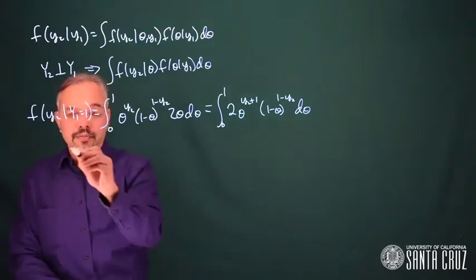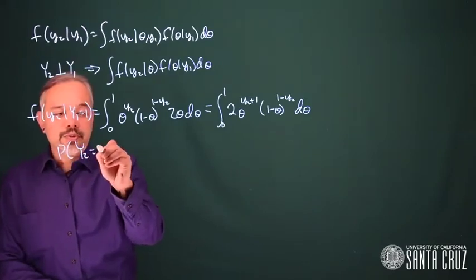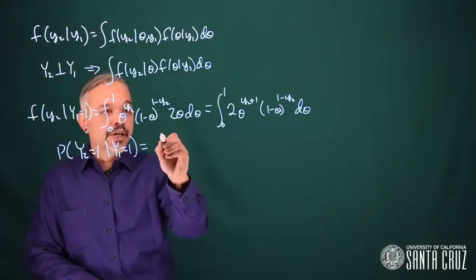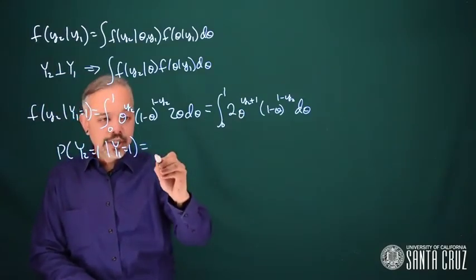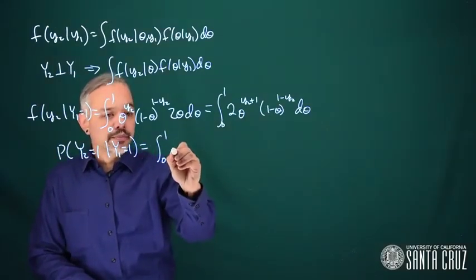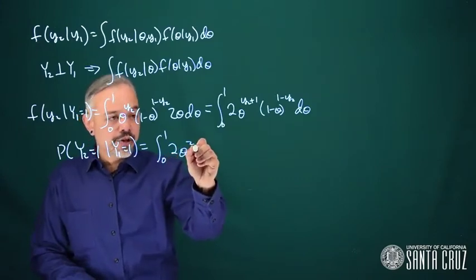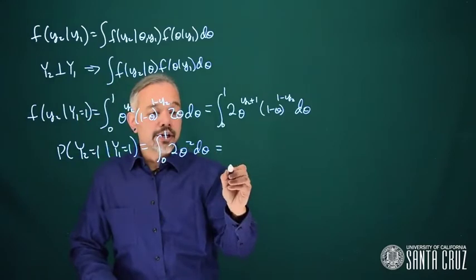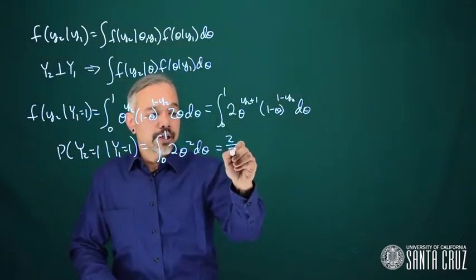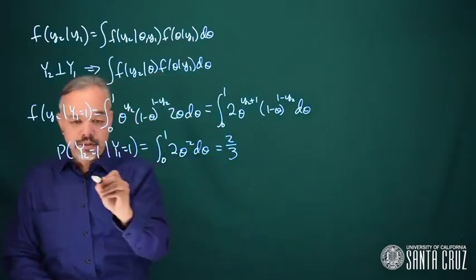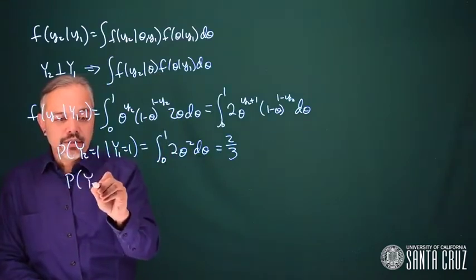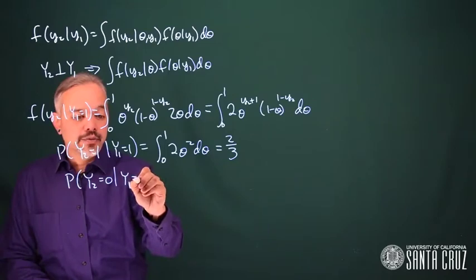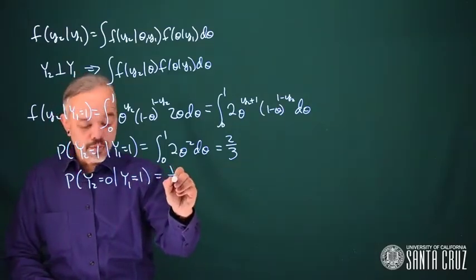So it's easier to just plug in a particular example. We can compute the probability y2 equals 1 given y1 equals 1. Here we can just plug in a 1 for y2, and we get the integral from 0 to 1 of 2 theta squared d theta. Doing that integration, we get theta cubed, and this just works out to be 2/3. Thus, the complement, the probability of getting a tail, is going to be 1/3.